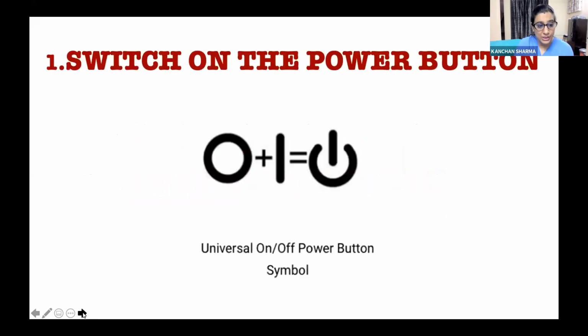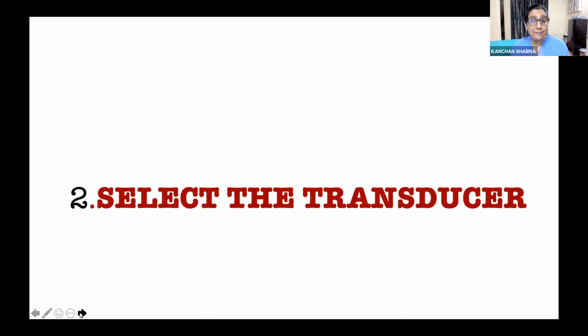So coming to the machine now. Every machine has an off and on button. This button is universal. Whenever you are new to an ultrasound machine, look for this button, the switch-on power button of that machine. Look for this symbol wherever you look at the machine, and if you press that symbol, you will be able to switch it on or off. First thing, we learn step by step.